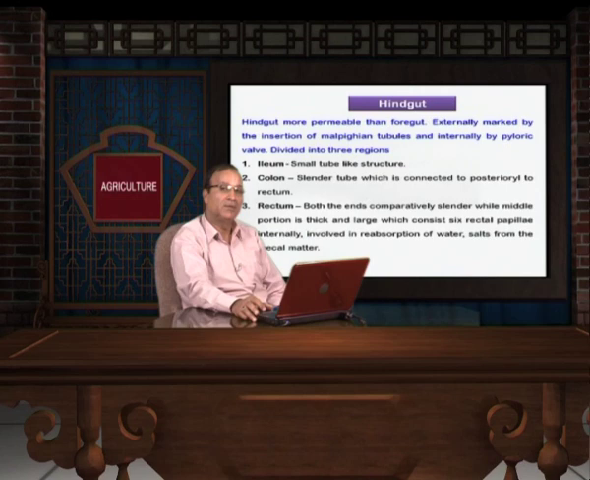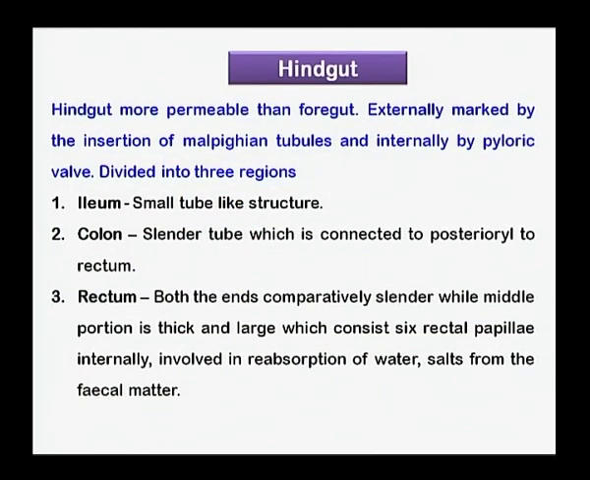The hindgut, which is the third part of the alimentary canal, is more permeable than the foregut. It means the material can pass from one part to the other. The hindgut is divided into three parts: the ileum, which is a small tube-like structure; the colon, which is the middle part between the ileum and the rectum; and the rectum, which is the hinder part of the hindgut.